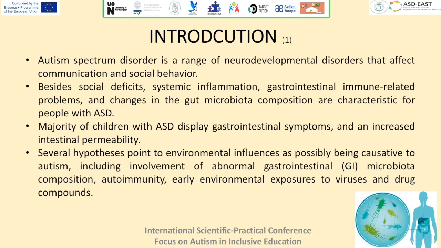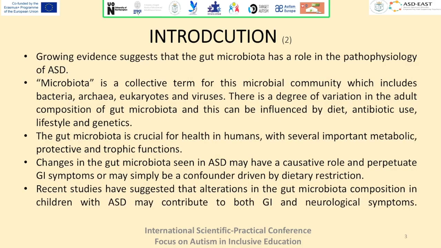Several hypotheses point to environmental influences as possibly being causative to autism, including involvement of abnormal gastrointestinal microbiota composition, autoimmunity, early environmental exposures to viruses, and drug compounds. Also, there is growing evidence that suggests the gut microbiota has a role in the pathophysiology of autism spectrum disorders.